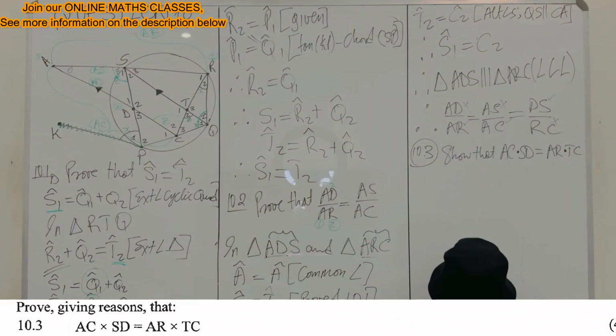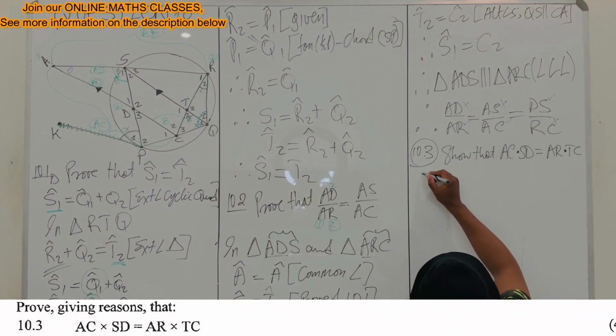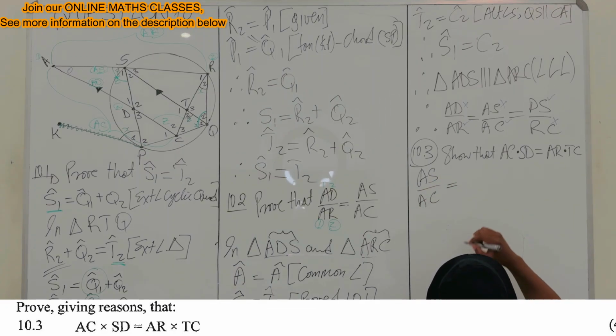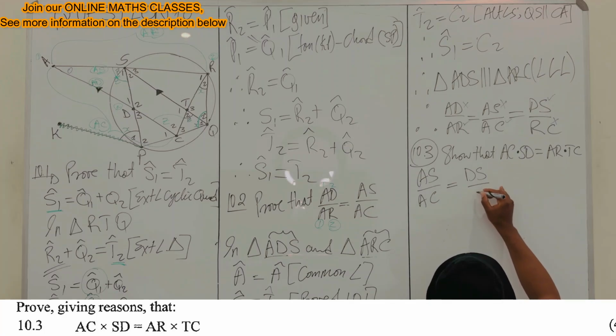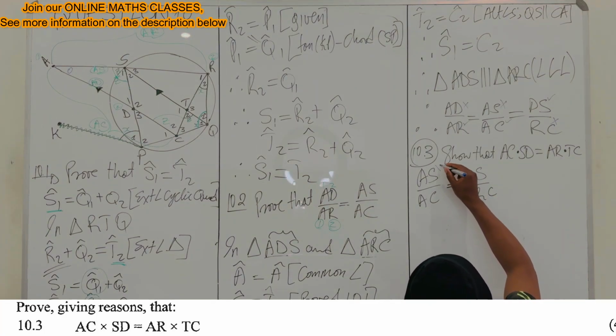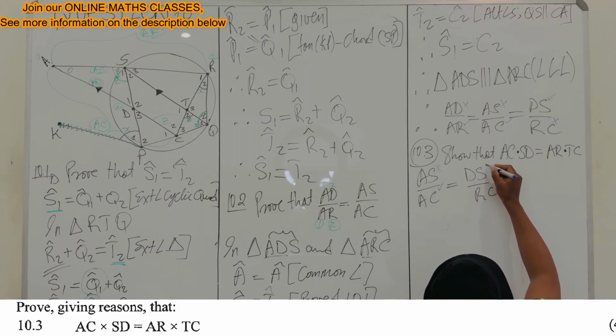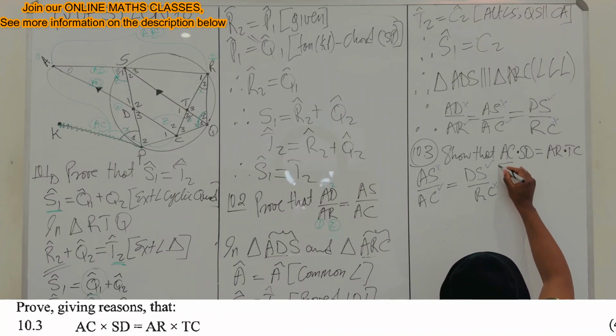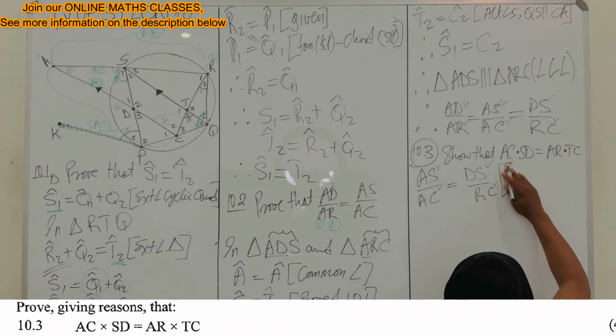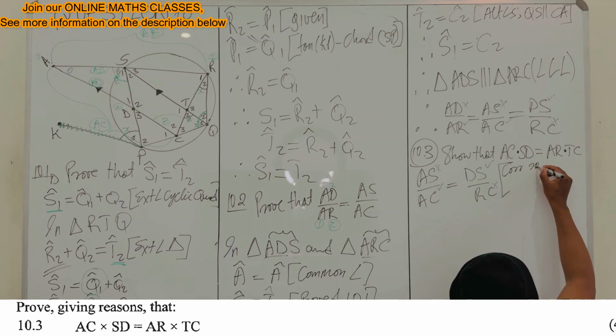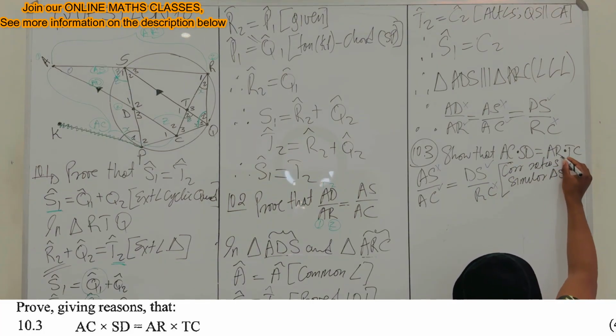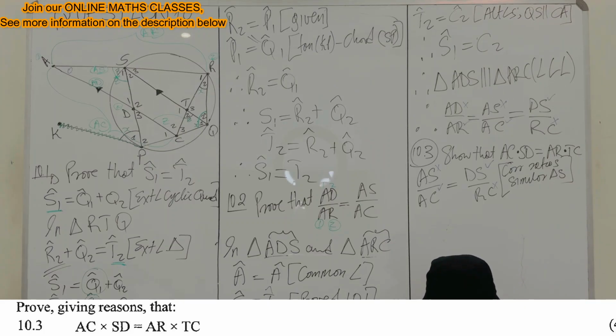So we can take this and say, AS over AC is equal to DS over RC. So let's be clear that this had to go. We like this. We like this. This had to go as well. So I'm using this because these are corresponding ratios of similar triangles, right? So now let's cross multiply.